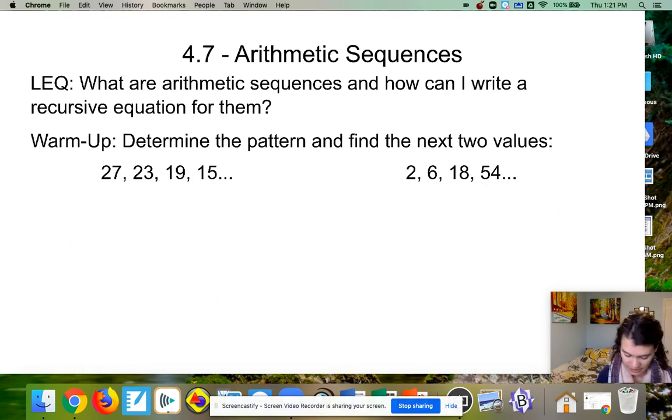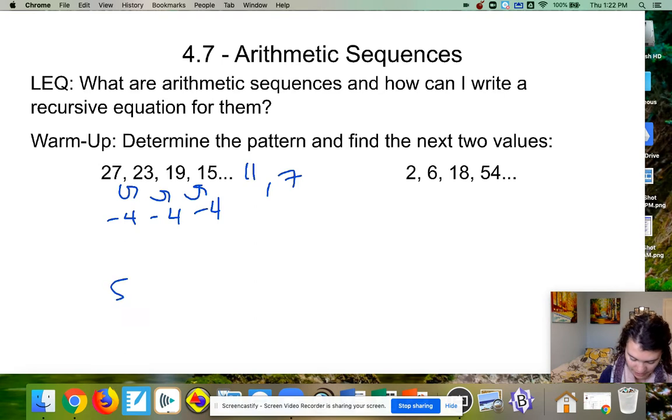All right, so if we're looking at this, we're subtracting 4 every time we go down. So the next two are going to be 11 and then 7, and our pattern is subtracting 4.